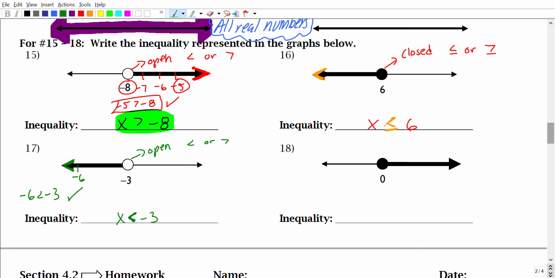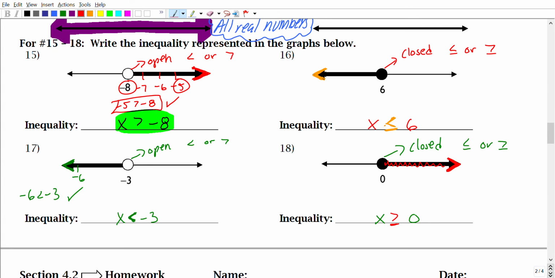Okay, last one, number 18. x and 0. This is a closed circle, so less than or equal to or greater than or equal to are the only choices. Now it's being shaded to the right, and this arrow over here looks just like a greater than symbol, so x is greater than or equal to 0.